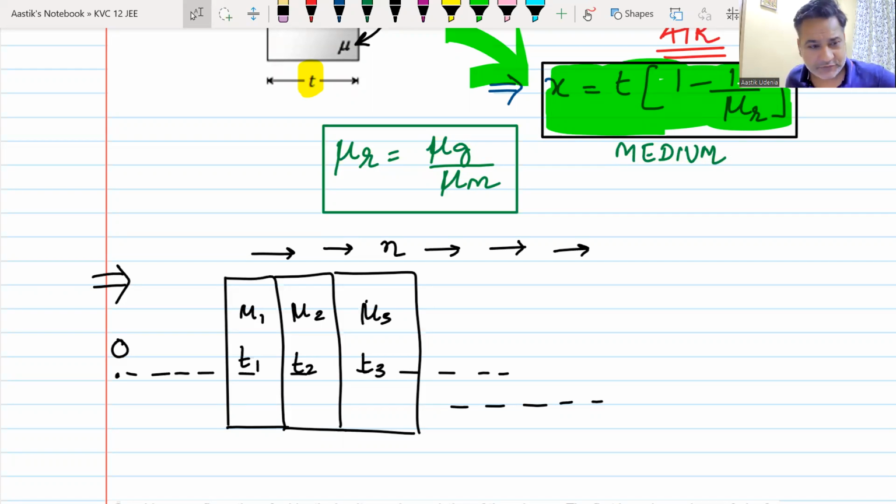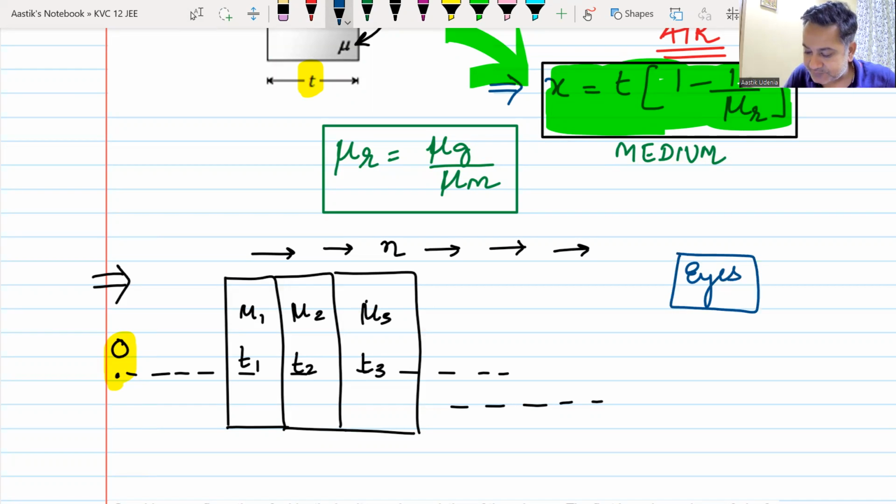Can you tell me? Some of you tried probably. If you have n number of glass slabs like this, what will be the total shift? The object is here. Now I'm going to observe the object from the other side of the n slabs. Eyes would be here. What will be the total shift?